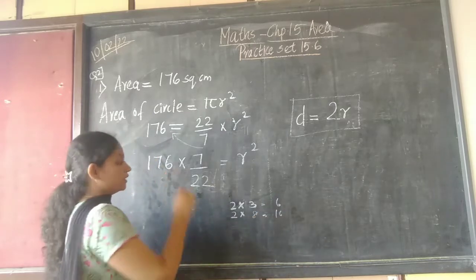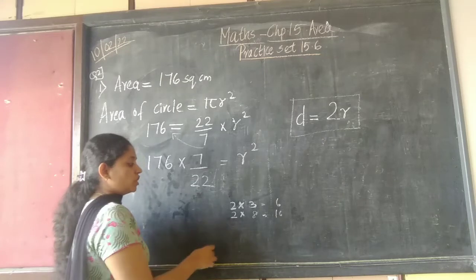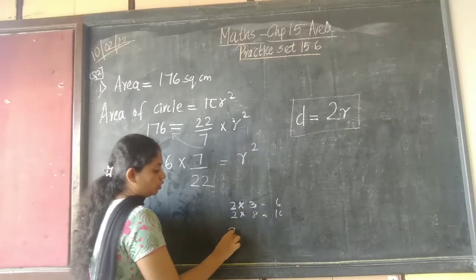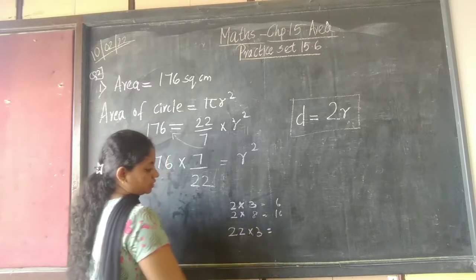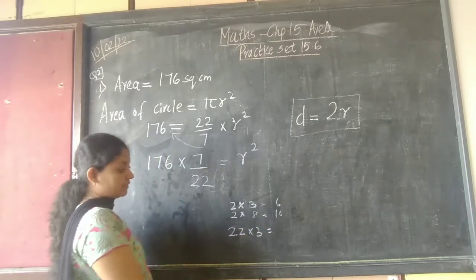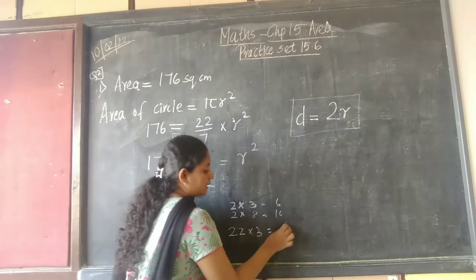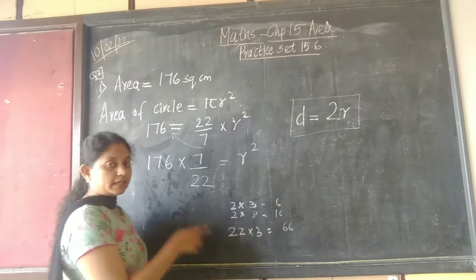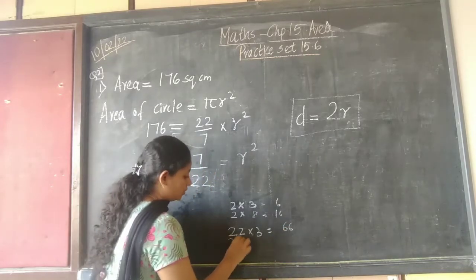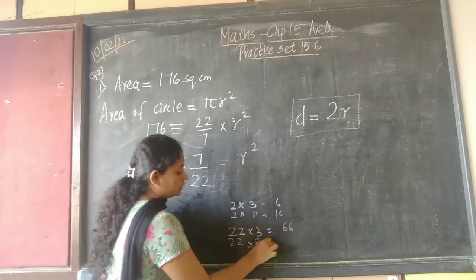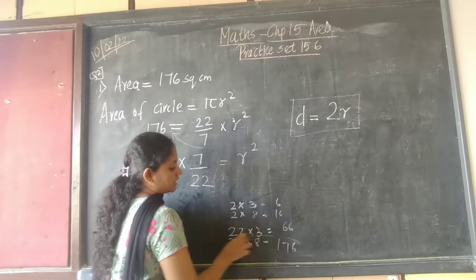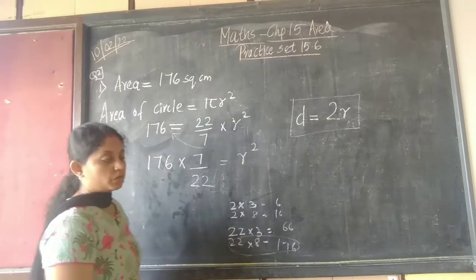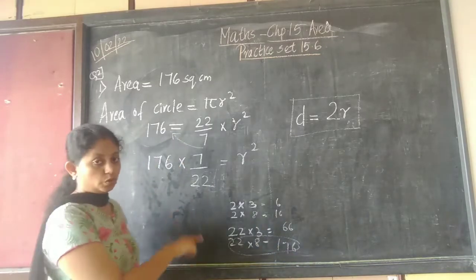Here also we want 176. Now check whether 22 threes are how much? Are you getting 176? No, we are getting 66. Then what is the next number you have to check? 22 into 8. Are you getting 176? Yes, we are getting 176. So what is the answer? 8. Okay, this is just an example I have told you all.